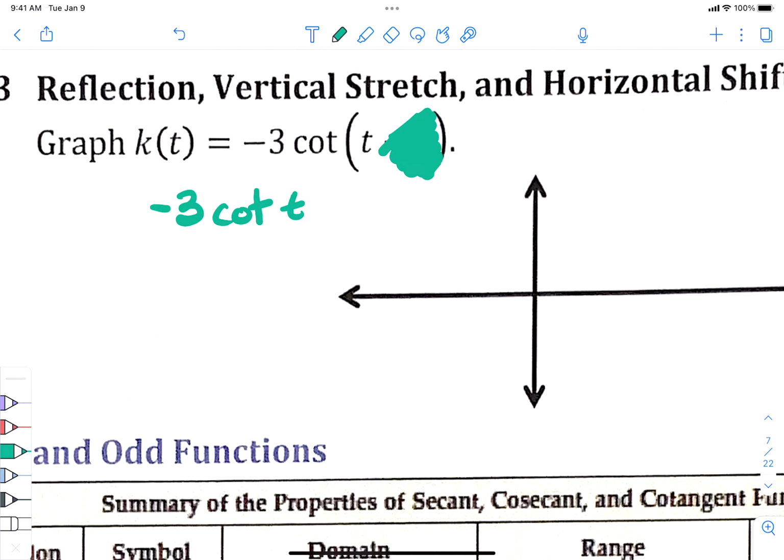Before we graph -3 cotangent, I don't like cotangent of t. Can I change that to be an x? Because I can't do cotangent and t right next to each other. So I'm going to change it to x, okay? -3 cotangent of x, that's what we're graphing. Y equals that thing.